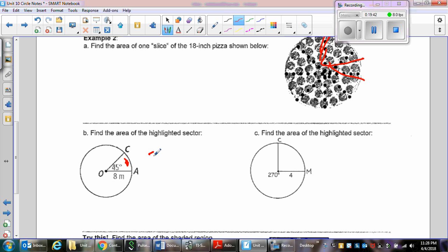So what I'm going to do is, okay, the degree is 45 over the whole thing, which is 360. I'm trying to find the sector of OCA, right, the whole thing, divided by pi radius squared, right? So that's going to be 64. So 64 times 45 times pi divided by 360.